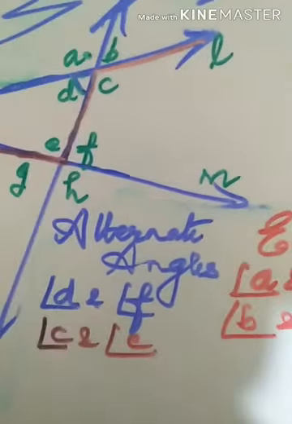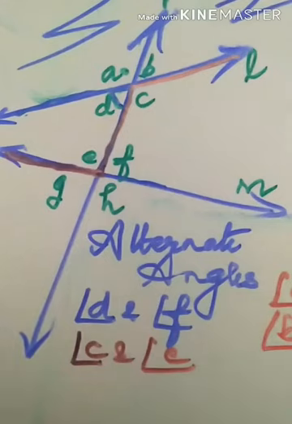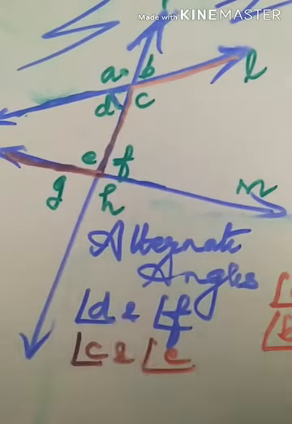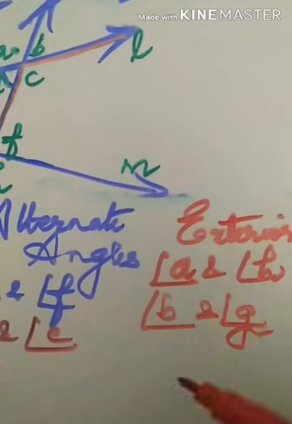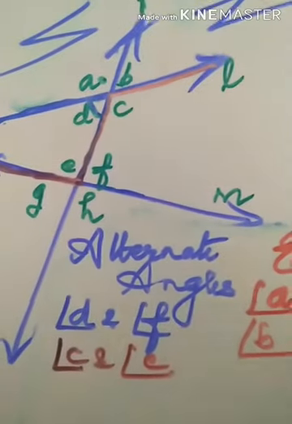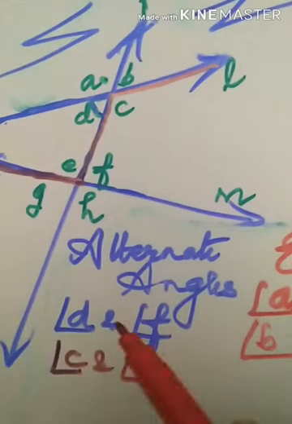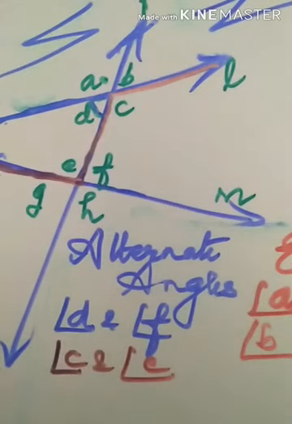Hope you understood what alternate angles are. They make a Z shape. There are two types: these are interior alternate angles and these are exterior alternate angles. In the question, if they specify exterior alternate angles, then only you have to mention exterior alternate angles. Otherwise, you only write about interior alternate angles, that is the Z shape.